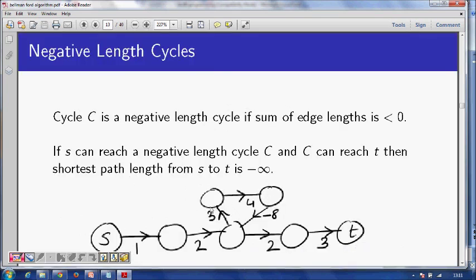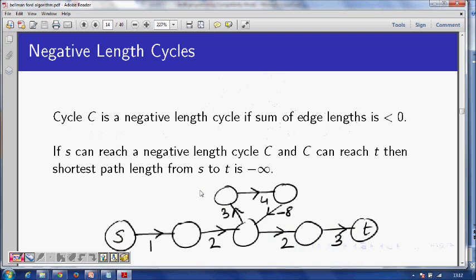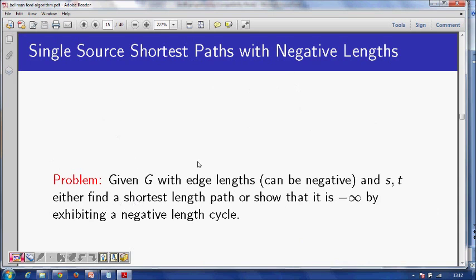So moving forward, if in any graph, a source is there and some negative cycle is reachable, and then you can reach some node T, then minus infinity will be the shortest path. So this is there. Now let's try to see single source shortest path with negative length.